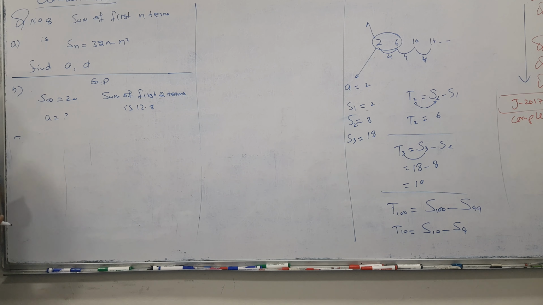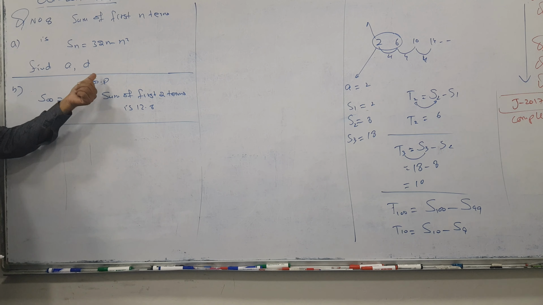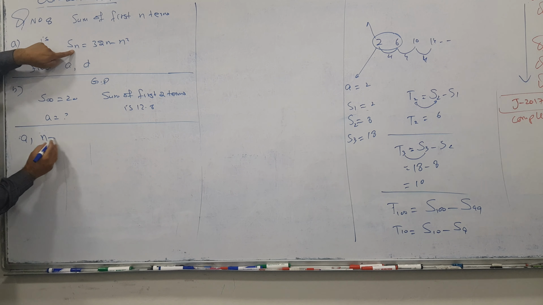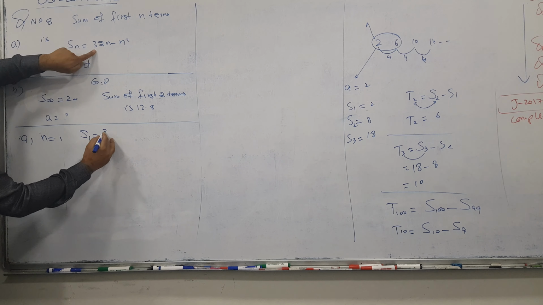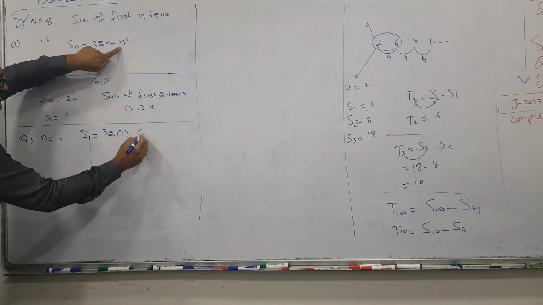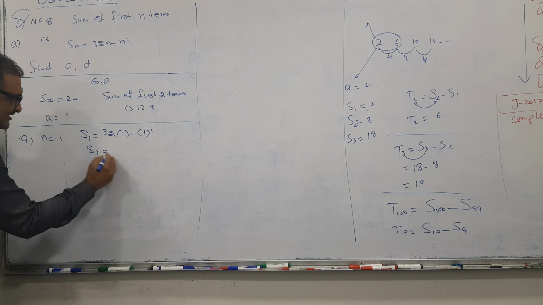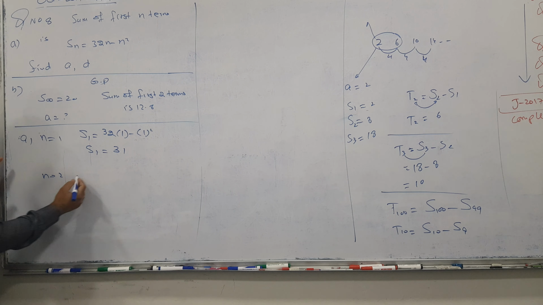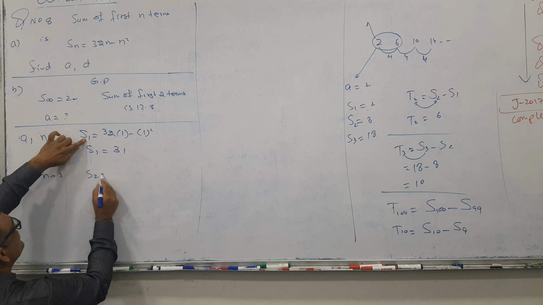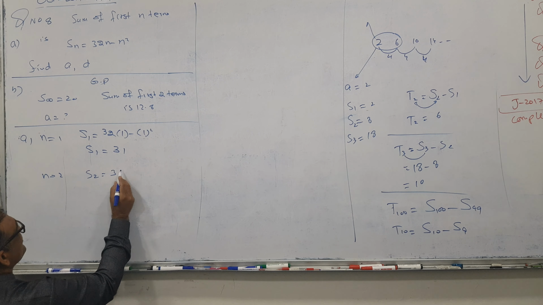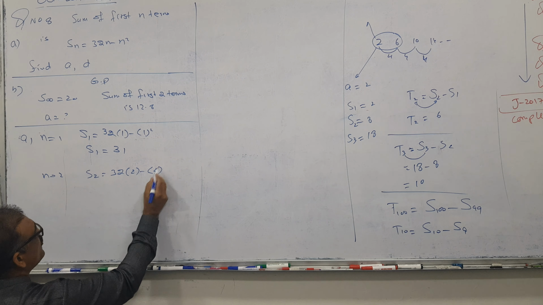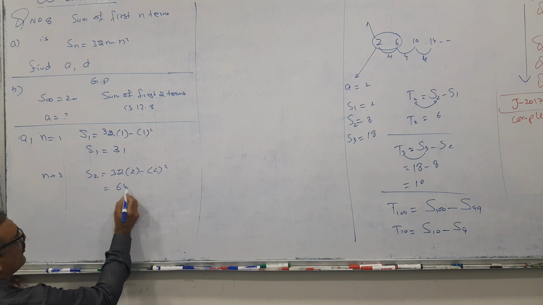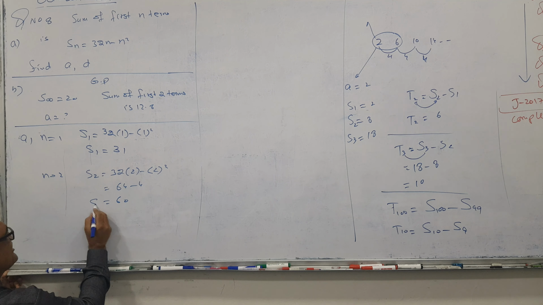Come to the question. Before I start, there's a very simple plan. I'm looking for A and D. Can I put n equals 1? Yes, put 1. So I got S1 equals 32 times 1 minus 1 squared. So S1 is coming 31. I think it is very clear. So put n equals 2. When I put 2, I got S2. 32 times 2 minus 2 squared. I got 64 minus 4. I got 60. So the sum of 2 terms is 60.